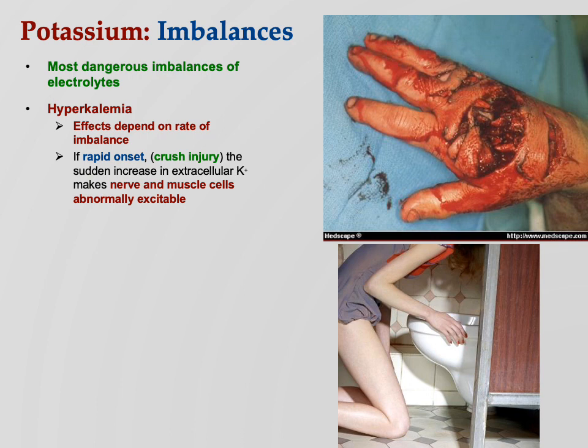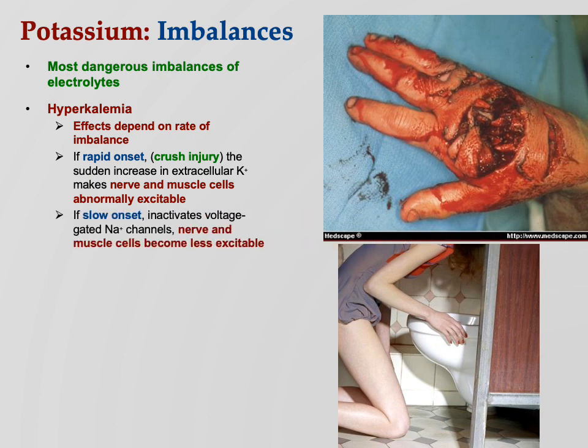And so what's going to happen is all kinds of cells are now lysed. They're physically forced to burst. And so they're going to release massive amounts of potassium. So you get a sudden onset of hyperkalemia, all right? If slow onset, it inactivates voltage-gated sodium channels and nerves become less excitable. So hyperkalemia can lead to either hyperexcitability or hypoexcitability. It depends on the rate of imbalance. I think in the nursing schools they really talk about just how to treat it. Forget about understanding it. Just learn how to treat it.